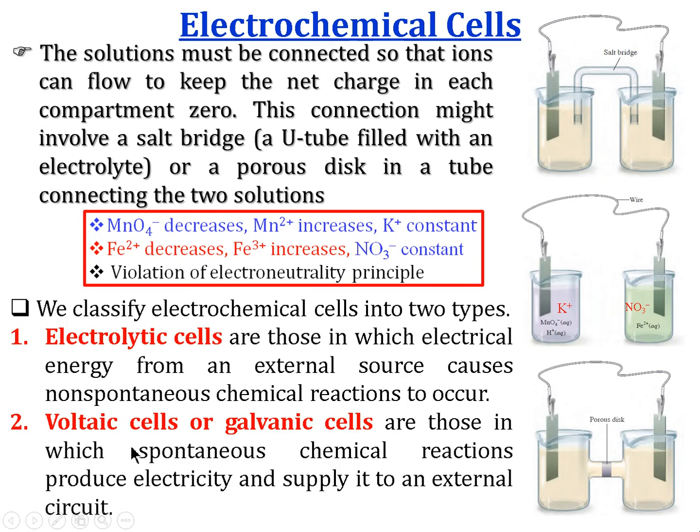And the second type is the voltaic cell or galvanic cell, or simply the batteries we use in our life, those in which we have a redox reaction which is spontaneous and it will produce electricity directly.